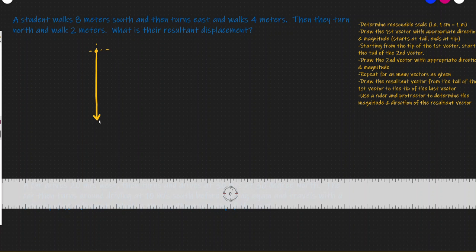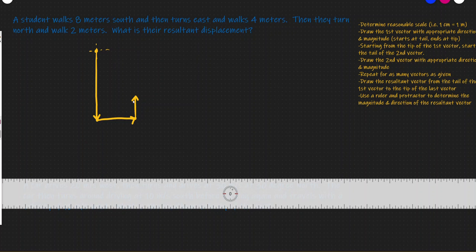Oh, we just did this one. Okay, oh wait, there's more. So here's 4, so that's about like that. Okay, it says, and then they turn north and walk 2 meters. Oh boy, okay, so a fourth of that. So like here. So here is my tail, tip. We always draw vectors tip to tail. So the tip of this one is touching the tail of this one. The tip of this one is touching the tail of this one.